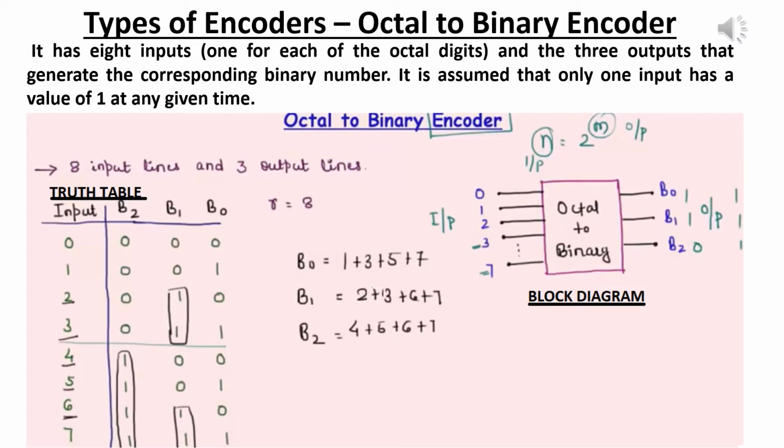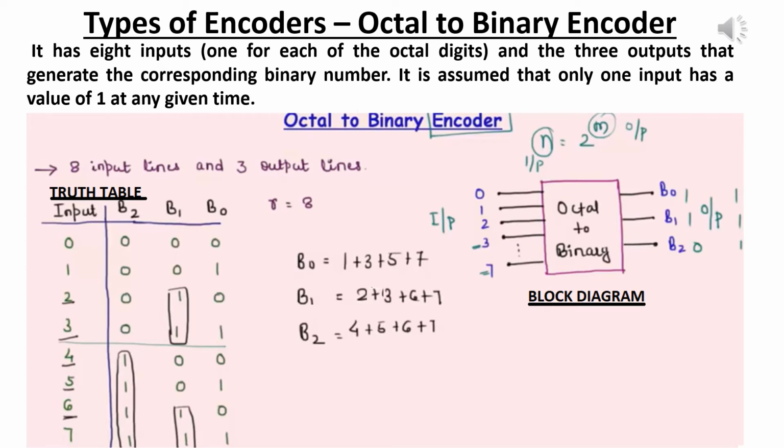Now we will discuss the types of encoders. There are many types of encoders, but in this session we will discuss the octal to binary encoder and the priority encoder. First we will see the octal to binary encoder. In the octal to binary encoder we have 8 inputs and 3 outputs. It is assumed that only one input has a value 1 at any given time. So that corresponding octal digit will be converted into the equivalent 3-bit binary value.